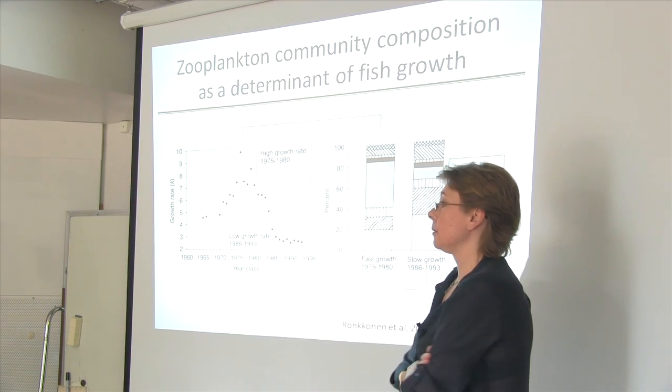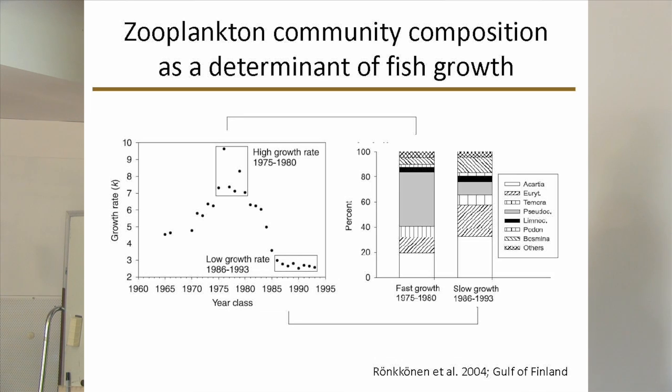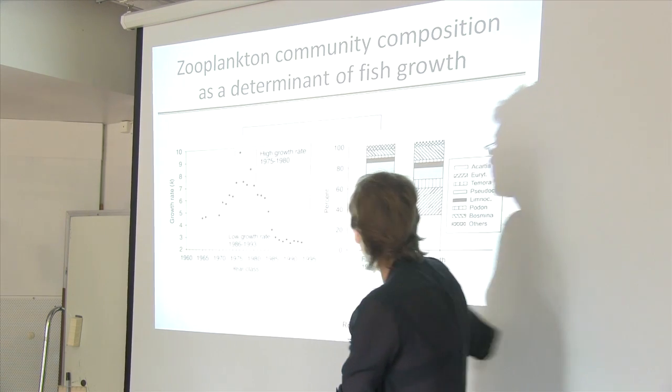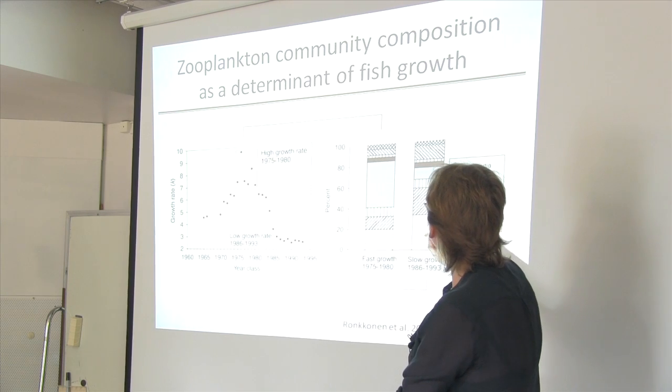And since zooplankton is a base for fish feeding, the growth rate of fish is related to it. So we have a pretty high period again, which corresponded to a high proportion of copepods in the zooplankton stock. And we have a low period, which corresponded to the other way around. This is a high proportion of copepods in terms of the pseudocalanus in the zooplankton stock, and we have the low period, which corresponded to less pseudocalanus and more Acartia.